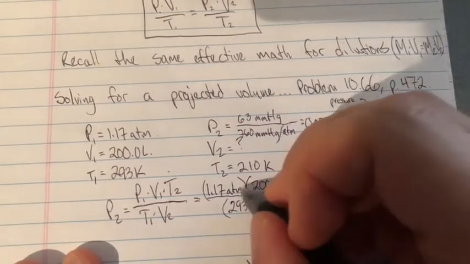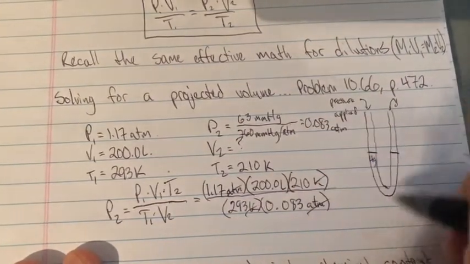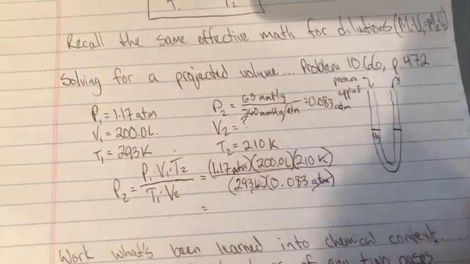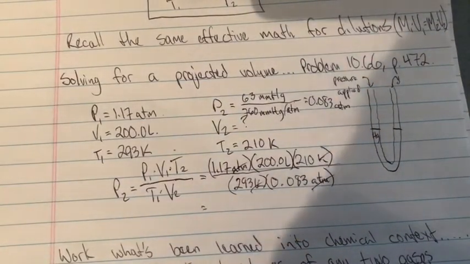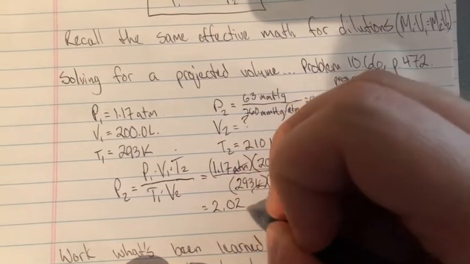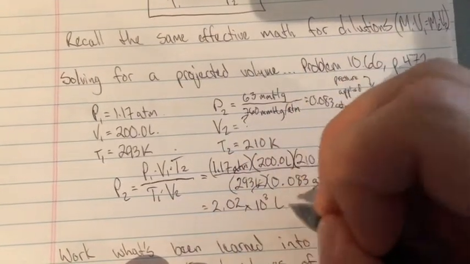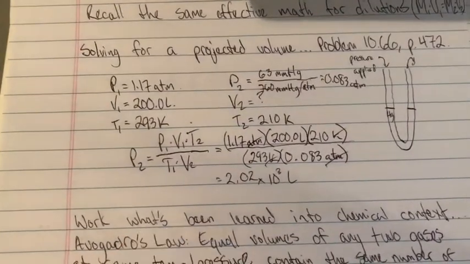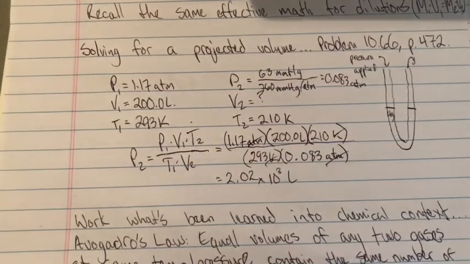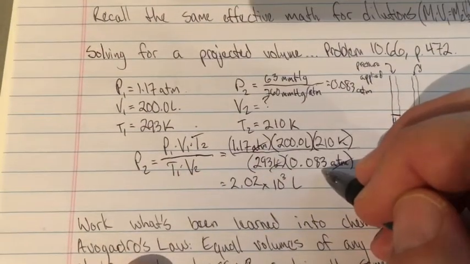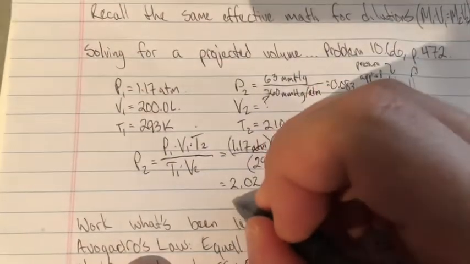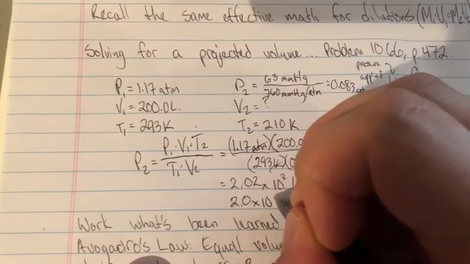Okay, so again, atmospheres cancels out, Kelvin cancels out. It would be really to your advantage if you canceled out all your units, so you're going to be left with one, because there's going to be a lot of bookkeeping here. So that value, P2, is going to be 2.02 times 10 to the 3 liters. Putting that into scientific notation, it would actually be 2.0, since we're having two significant figures right here. So this would be 2.0 times 10 to the 3.